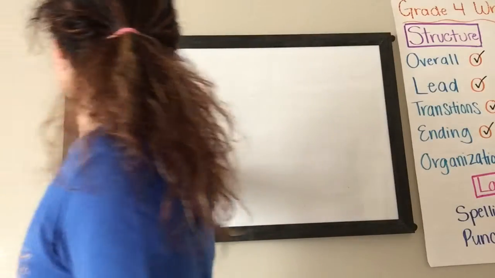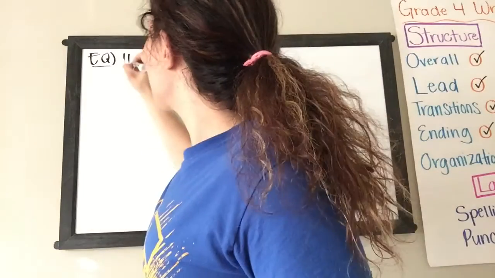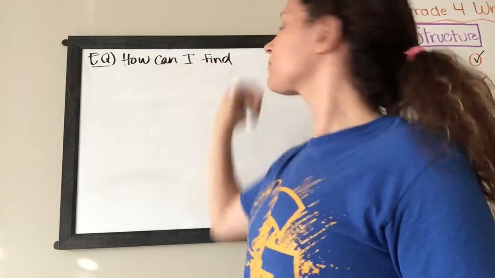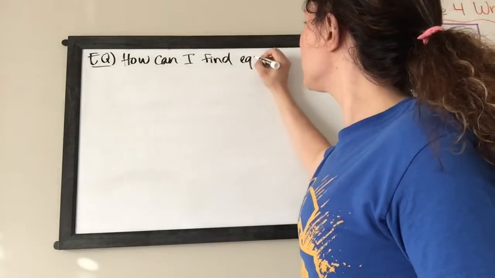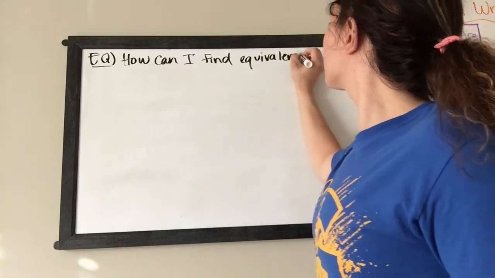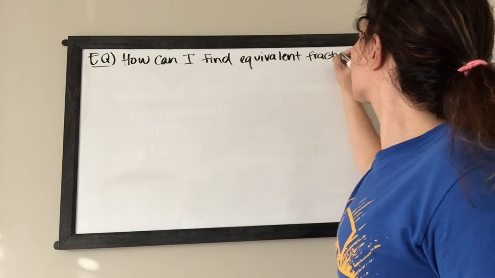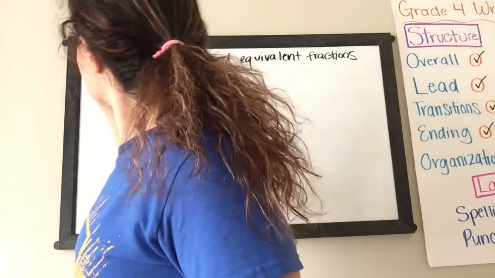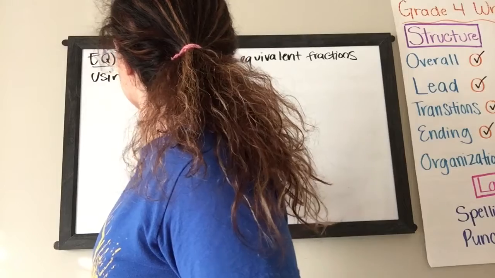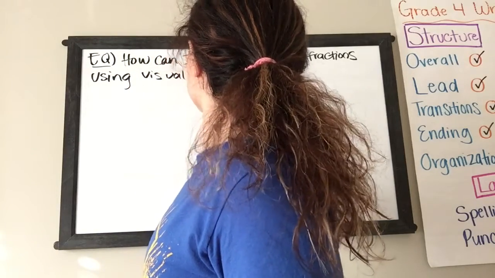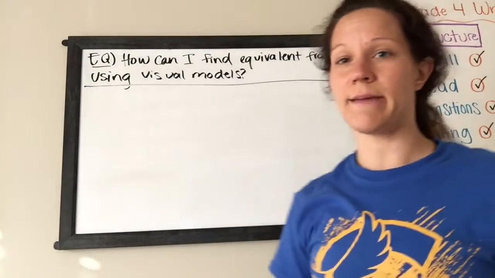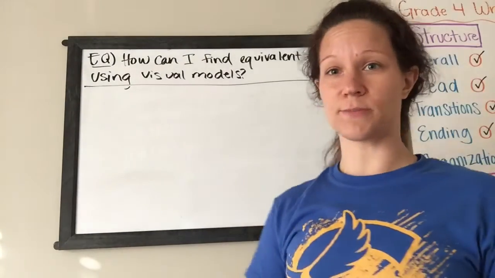So our essential question, and I know we're going to go ahead and write EQ, is how can I find equivalent fractions using visual models? Now, for our purposes today, we are going to use number lines and tape diagrams, and I'll show you both of those, but I want you to have this written in your journal.